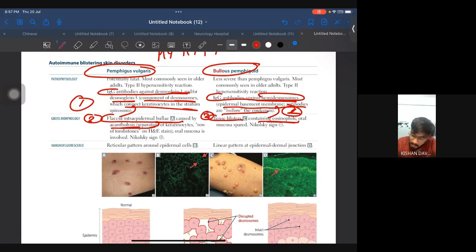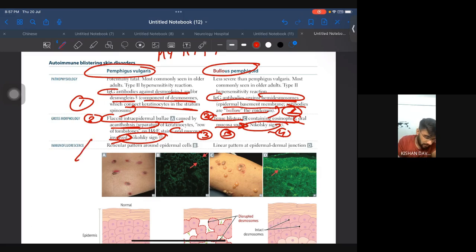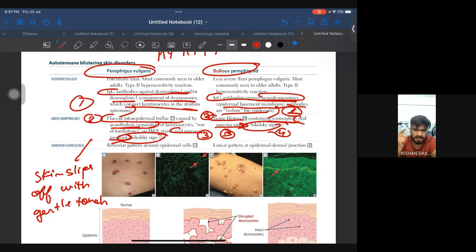Now, third, oral mucosa is involved in pemphigus vulgaris, while oral mucosa is spared in pemphigoid. Fourth, Nikolsky positive versus Nikolsky negative. Now, what is Nikolsky sign? Skin slips off with gentle touch. If it occurs, it is Nikolsky positive. If it does not occur, it is Nikolsky negative. So these are the four differences that you need to remember.